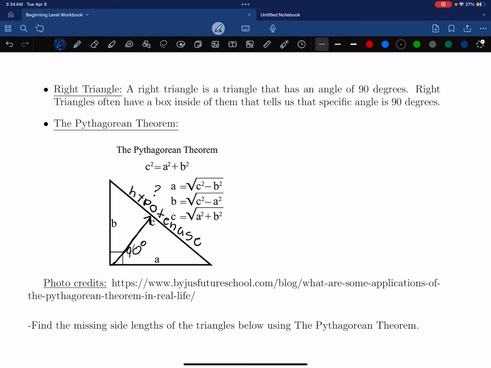And then these other two lengths here, this A and B, they are referred to as the legs of the triangle. So B is a leg of the triangle, and A is a leg of the triangle. So let's write that out. So A and B are the legs. And then we also have C, and C is the hypotenuse.